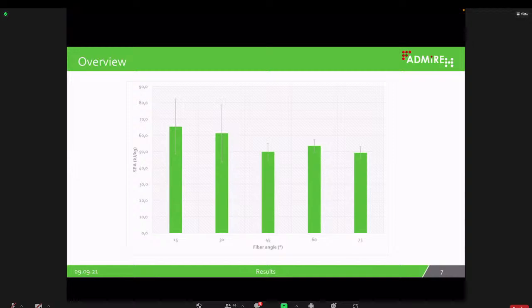Okay. It's interesting, because it seems like at 15 degrees you have a very high deviation, but at 75 you have a very small deviation. How many samples did you test? For each fiber angle, 5. Okay, wow, it's interesting to see.